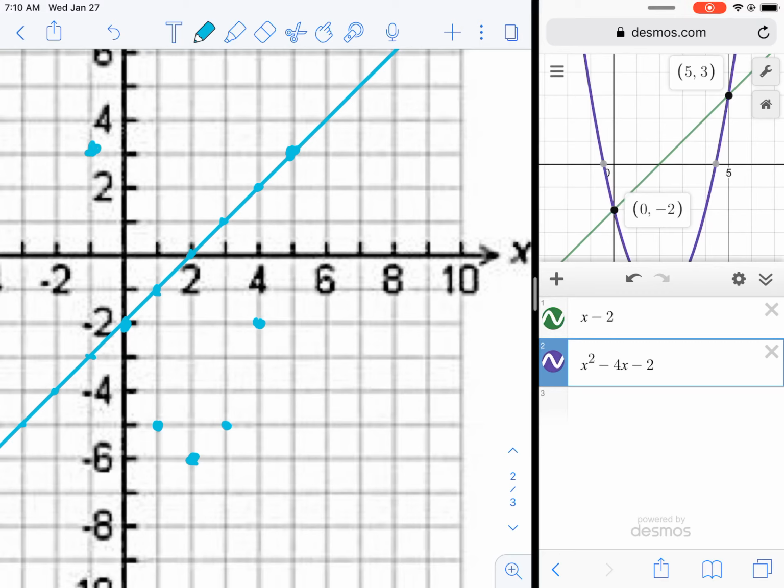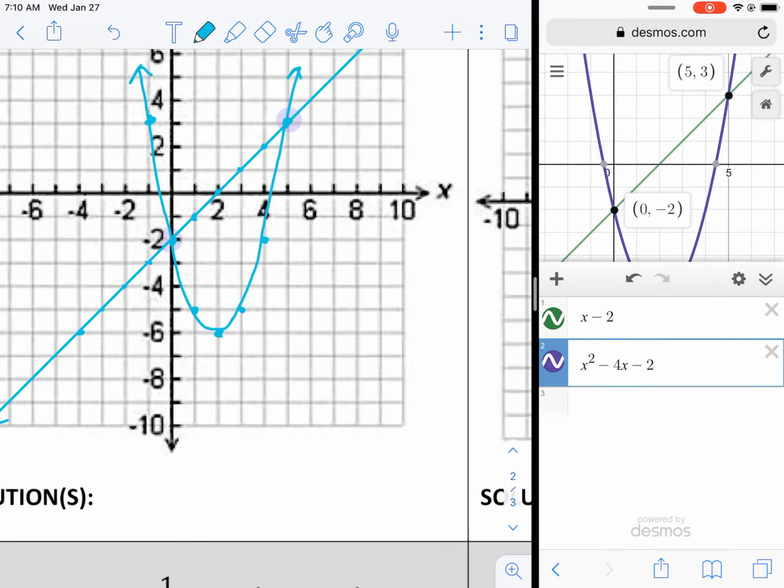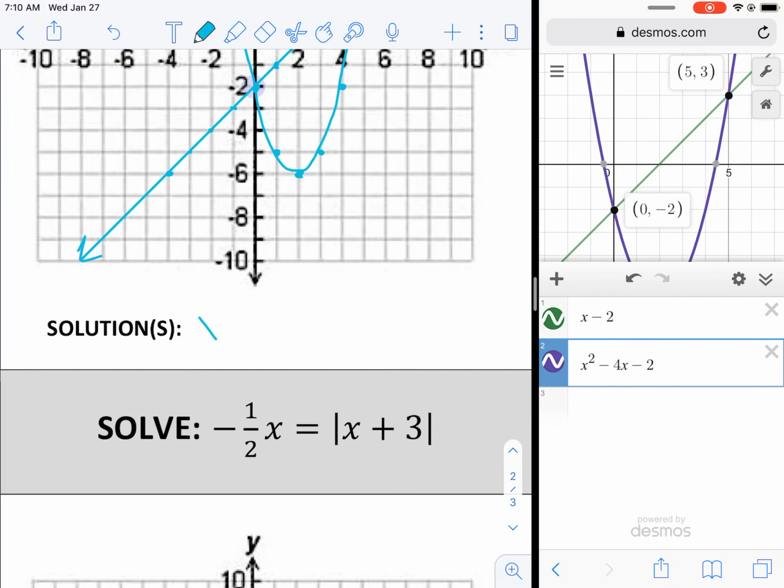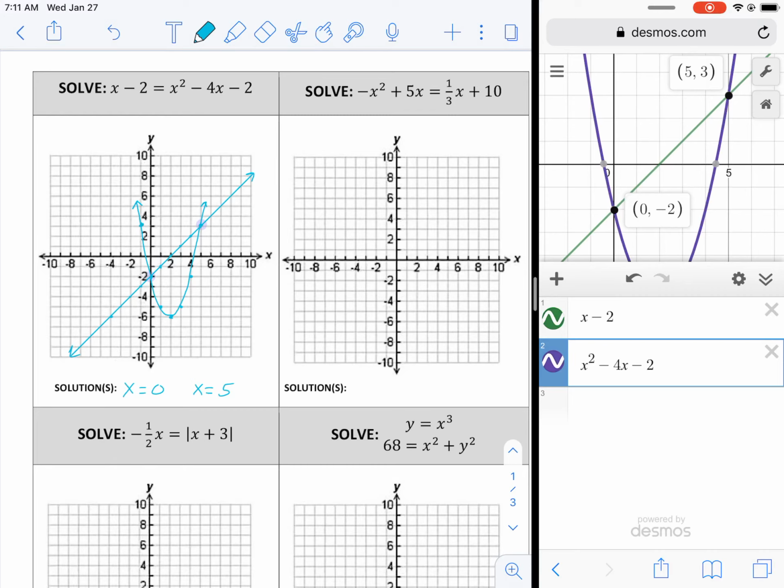So that means there's got to be another point right there, if you remember the axis of symmetry. So we can drop this down. Here are our 2 intersection points, one at x equals 0 and one at x equals 5. Okay, and so that's pretty much what you're doing.